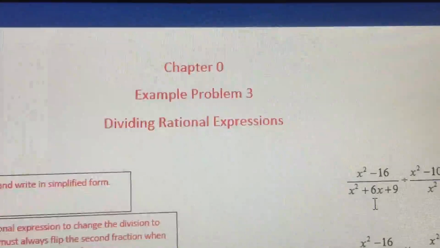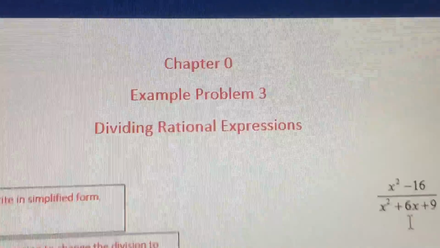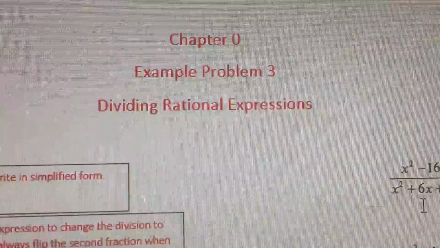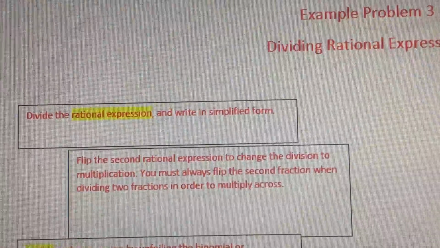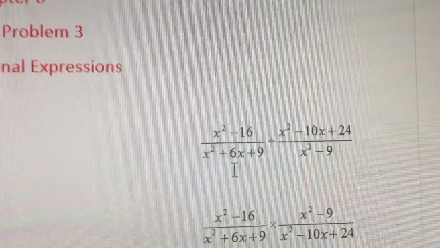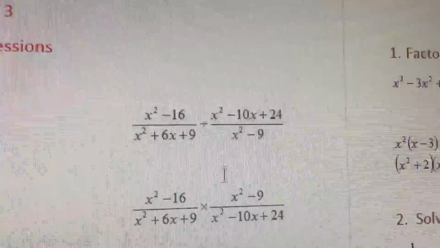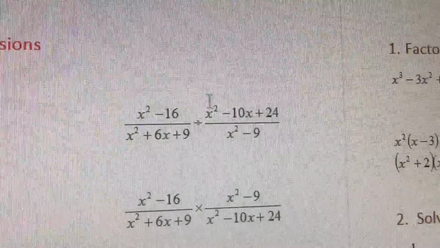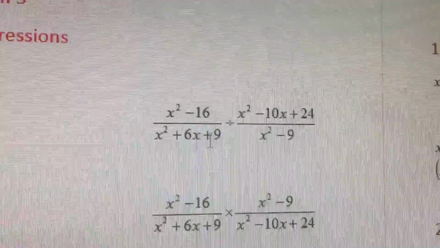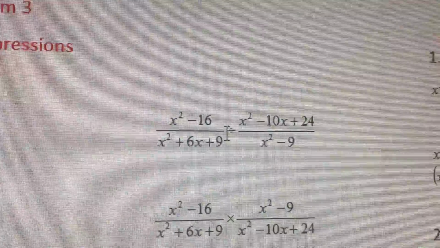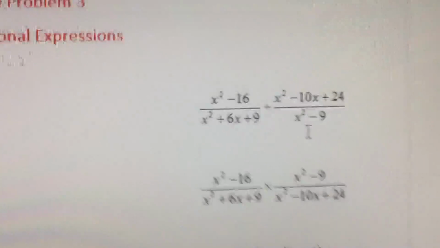Okay guys, so our next problem is example problem 3 from chapter 0, which involves dividing rational expressions. Our instructions are to divide the rational expression and write in simplified form. The rational expression we're given is x squared minus 16 over x squared plus 6x plus 9, divided by x squared minus 10x plus 24 over x squared minus 9.